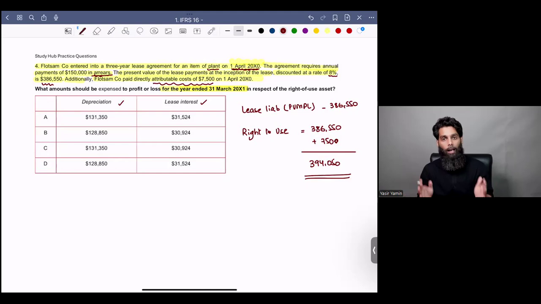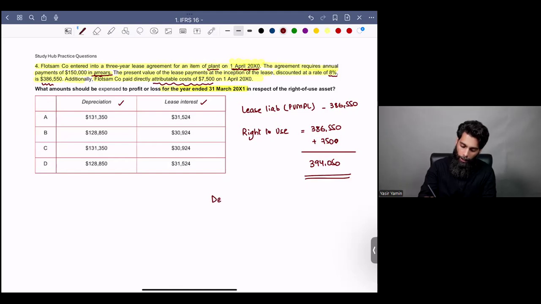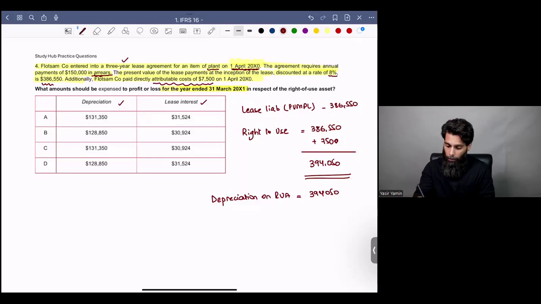If you took our classes, they always used to be the same unless there was a case of down payment. All right, so let's continue. Let us calculate depreciation on RUA. 394,050, the 3-year lease, so divided by 3 years.